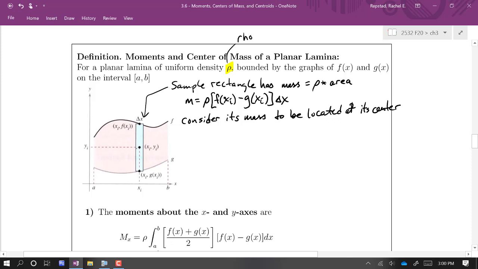The y-coordinate will be the distance from the x-axis, and the distance from the x-axis is given by the average of f of x sub i and g of x sub i. So we'll add those up and divide by 2. So there's the distance from the x-axis. And then the distance from the y-axis, well, that's just x sub i. That's just the x-coordinate.